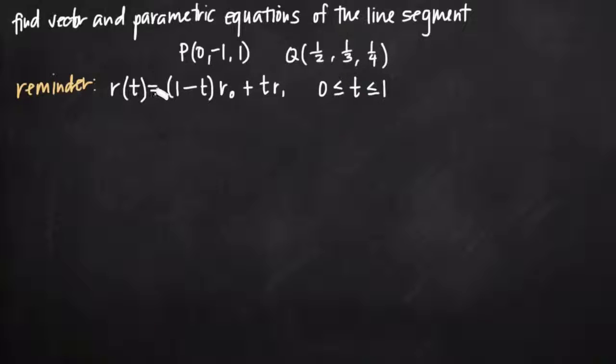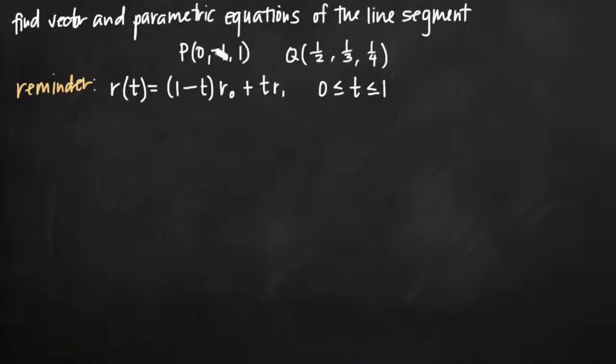Now, as a reminder, I've written the formula that we use to find the line segment. This is going to give us the vector equation of the line segment, which joins the tip of one vector, which we'll say is r sub 0, to the tip of the other vector, which we'll say is r sub 1. This formula is only going to give us a vector equation where the parameter t is defined between 0 and 1. So t has to be greater than or equal to 0 and less than or equal to 1 for this vector equation formula to be true. So what do we need to do?